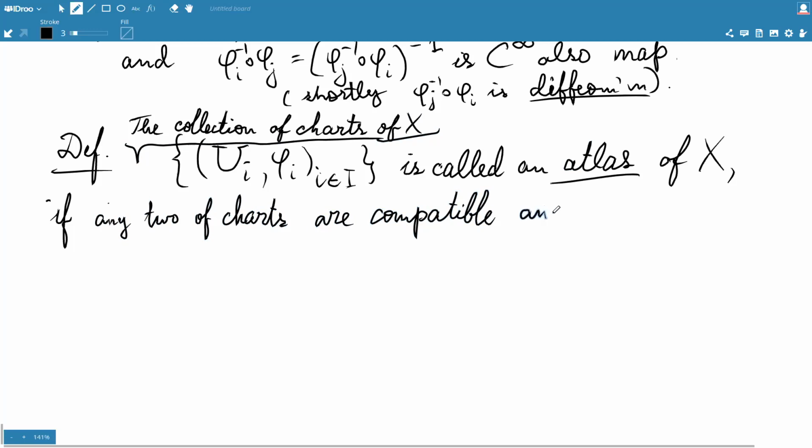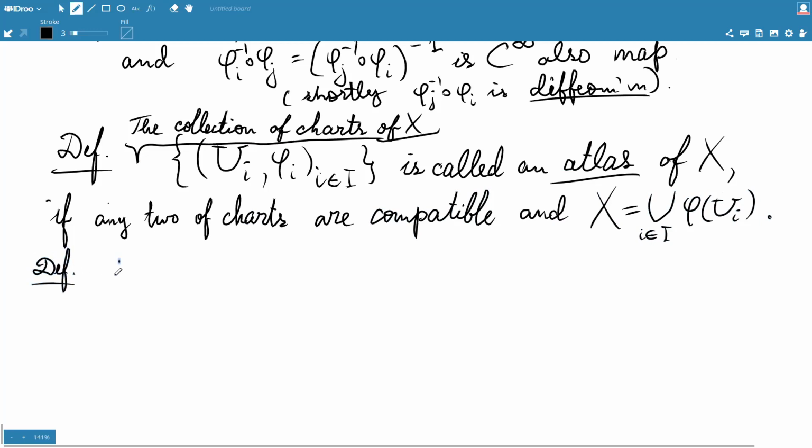And they cover X in the sense that the images of these charts as open subsets in X constitute an open cover of X. Okay. We may say about the compatibility of atlases now.